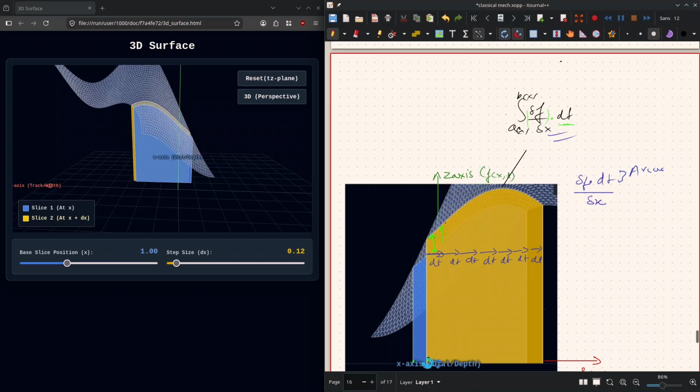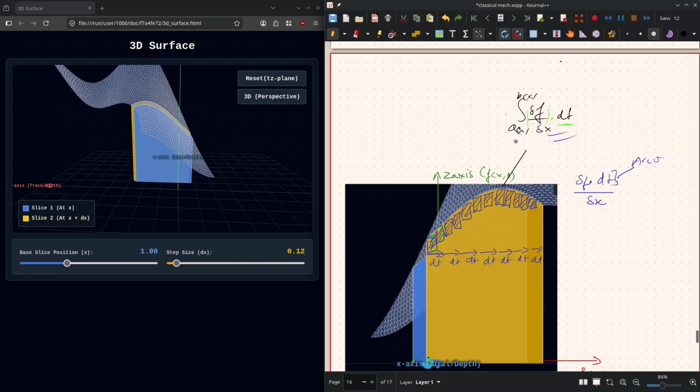This represents the area of this tiny patch. This represents the area of this tiny patch. This represents the area of this tiny patch. And what this integral is doing is adding up these entire patches from boundary a of x to b of x.